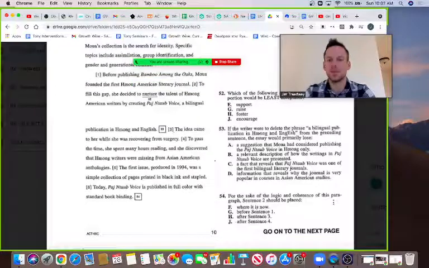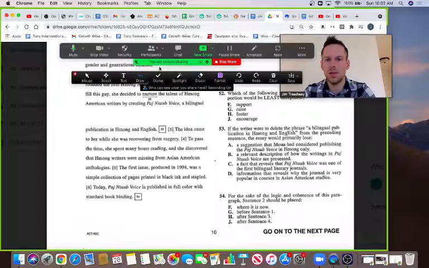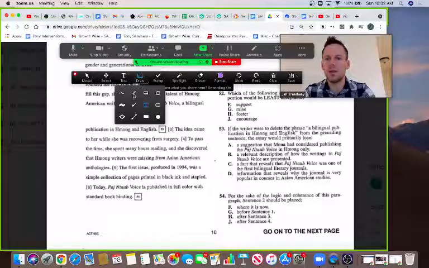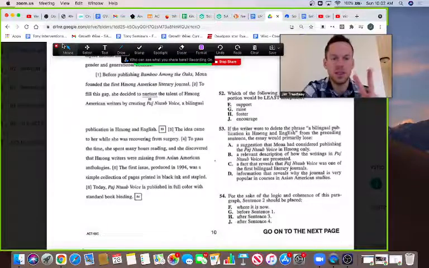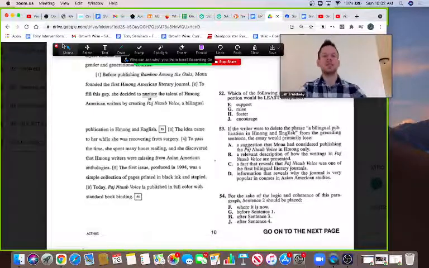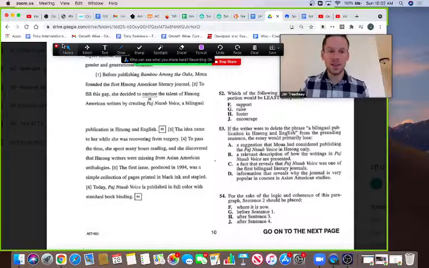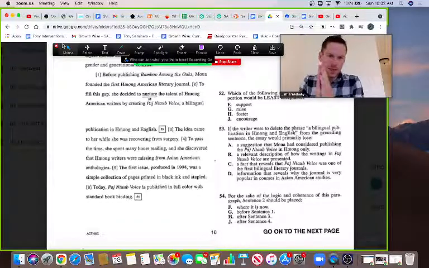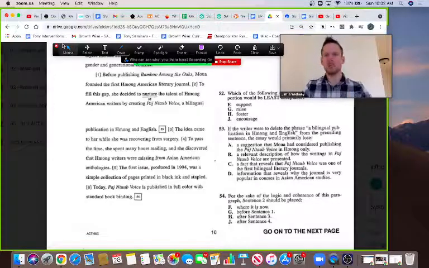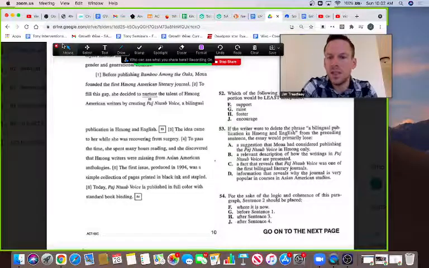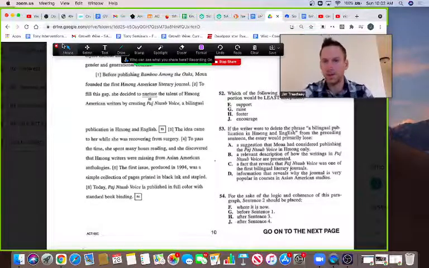So here is the technique. Go to the sentence in question, and they're looking at sentence 2 here. What you want to do is divide the sentence into two parts. It doesn't mean in halves, it doesn't mean break it in the middle. Based on the meaning of the sentence, even if it's a four-word sentence, decide what's the first half of the meaning and what's the second half, and break the sentence into two parts. So let's try with sentence 2: To fill this gap, she decided to nurture the talent among American writers by creating Page Tab Voice, a bilingual publication in Hmong and English. I'm just going to say the break is back here, after "to fill this gap." These are a little debatable, and that's okay. Just make an effort to break it into two parts.